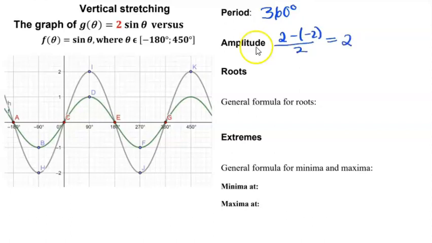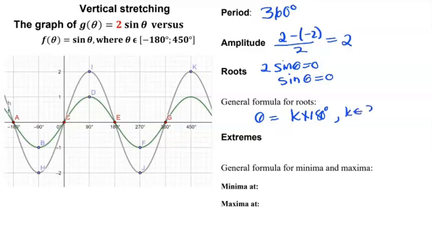The roots, if we look at the roots, we actually need to solve this equation algebraically, and we see it will give us exactly the same roots or solutions as if we just solve sine theta equal to 0. So we have exactly the same roots at A, at C, at E, at G, etc. So a general formula for the roots is we can write theta equal to k times 180 degrees, where k is an element of Z.